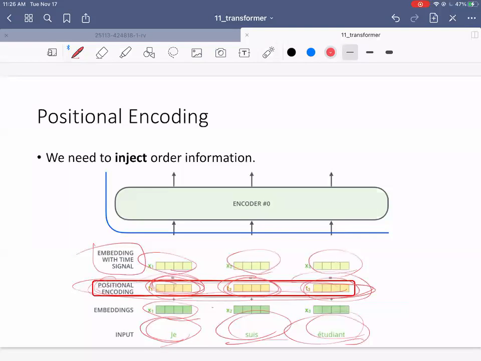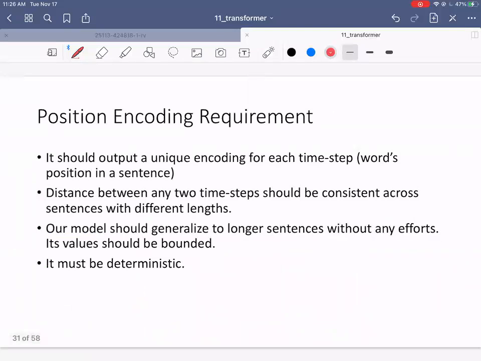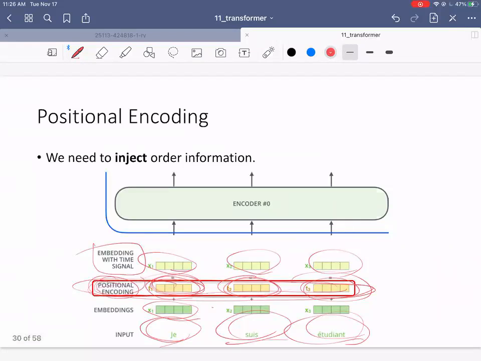All right. So how do we implement the positional encoding? There are certain requirements to positional encoding, because what you can do is simply set T1 to be 0001, T2 to be 0002, and T3 to be 0003, just to indicate that this is the first word, second word, third word. There's nothing that prevents you from doing this actually.